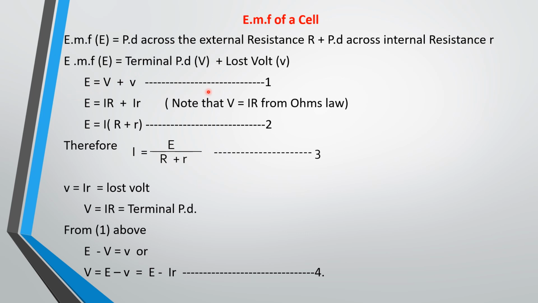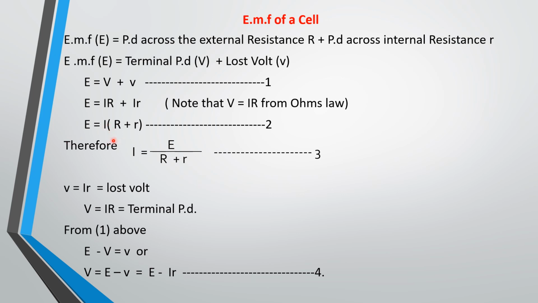That's what I said before. So you can actually write them alphabetically, that E is equal to capital V plus small v, because these two, they are also PD. So we use terminal PD, capital V, and small v for lost volt. Okay, so you know that from your Ohm's law, where current is equal to voltage over resistance, so voltage is equal to current times resistance. So you can actually substitute IR, which is current and resistance, into these PDs to give you this plus this. Okay, so if you do that, you can actually bring your current out to have this equation.